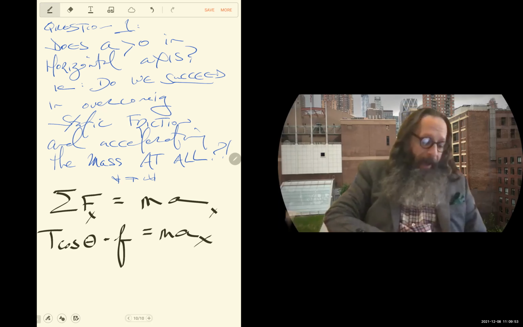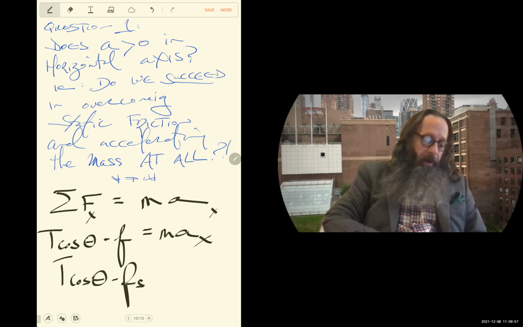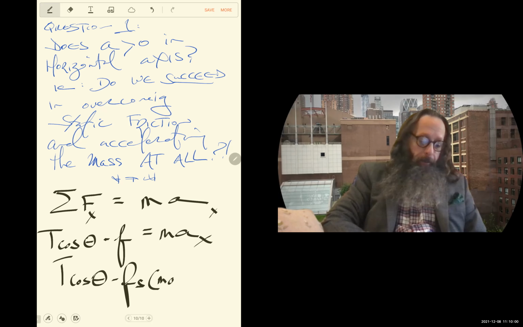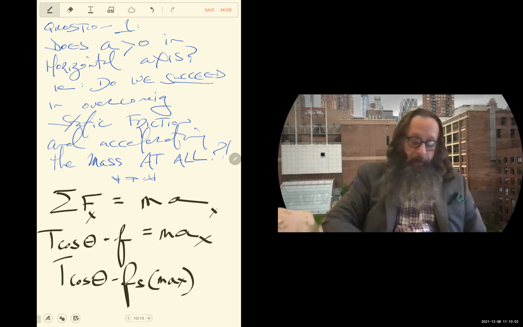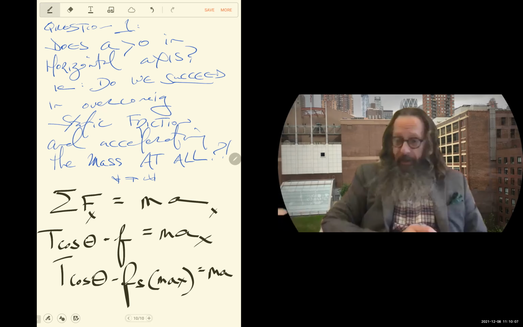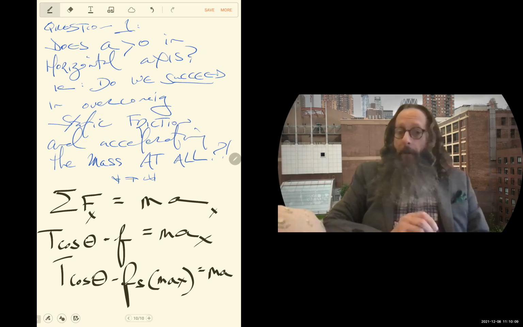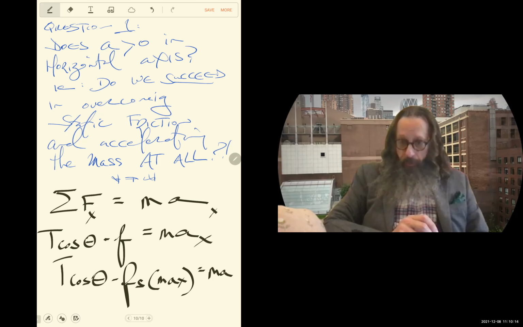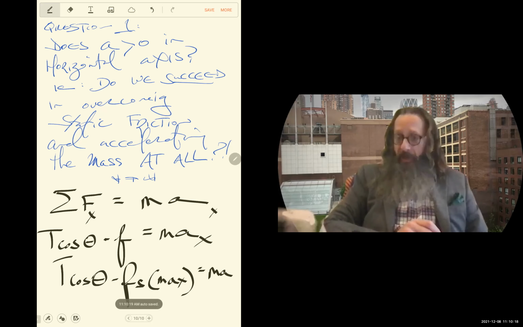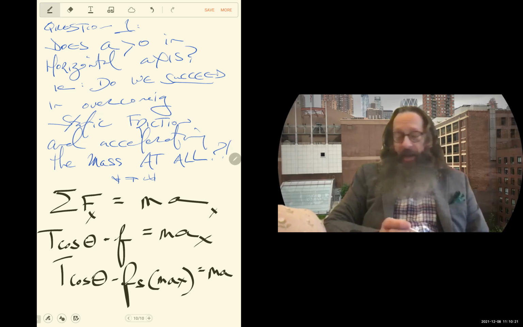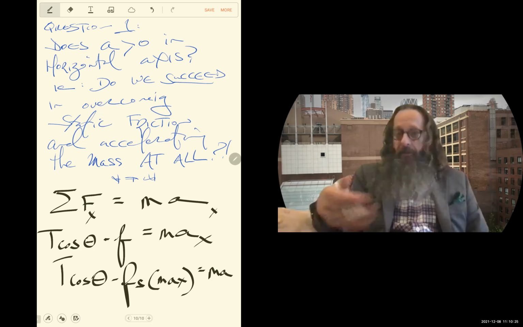So in other words, this is a battle between T cosine theta and static friction maximum. That's what we're really comparing here to see what's going on. We're going to put in numbers in a moment. If this left side is anything greater than 0, the thing is going to move. That is, if T cosine theta is greater than static friction maximum, the thing is going to move. But if it's less than 0, then it won't move.